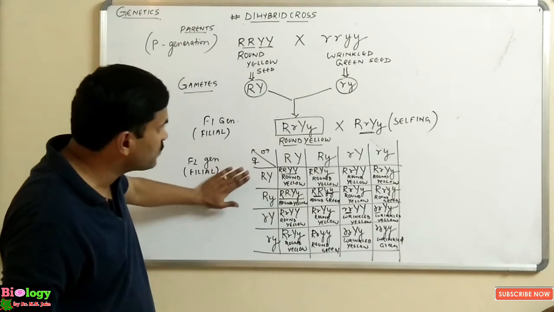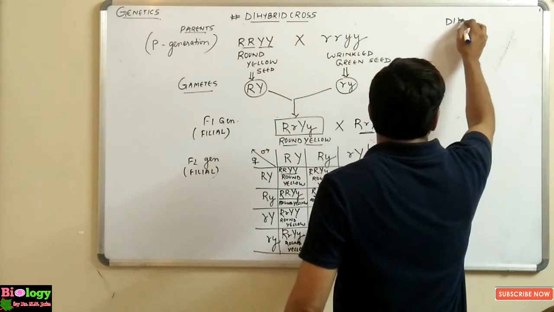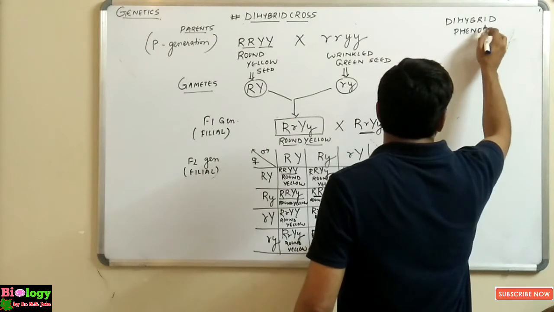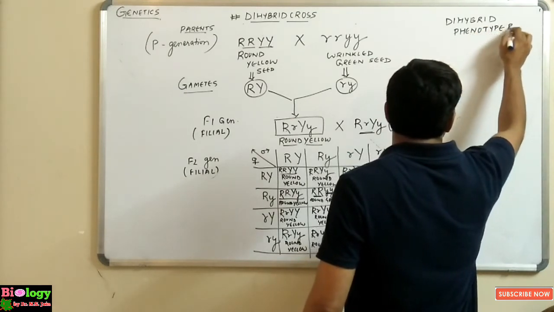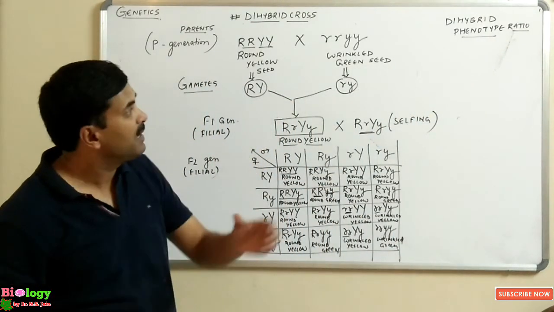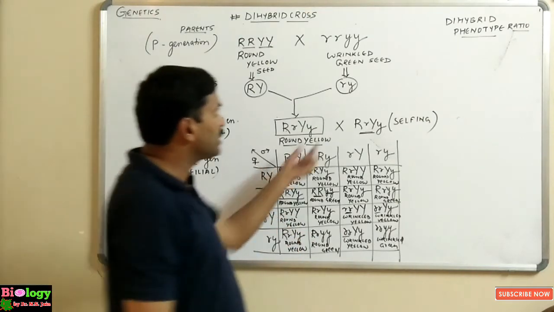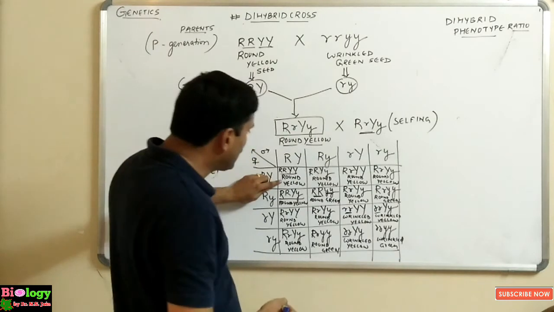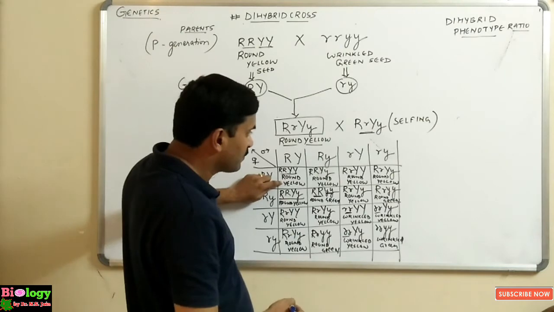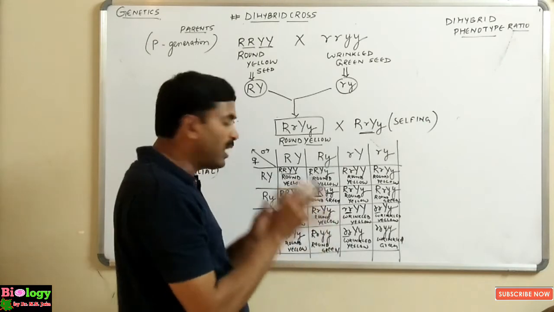Now by viewing this F2 generation, we can calculate the dihybrid phenotypic ratio, what Mendel calculated. As you know very well, phenotype is the external makeup of an organism and genotype is the genetic makeup of an organism. So what is the phenotype here? You have to calculate how many round yellow are there. You can see that altogether 9 round yellow are visible.